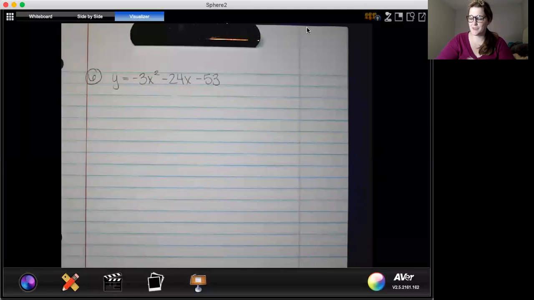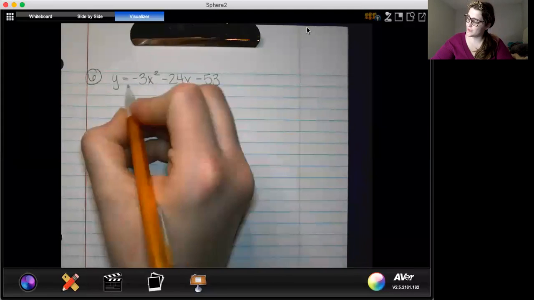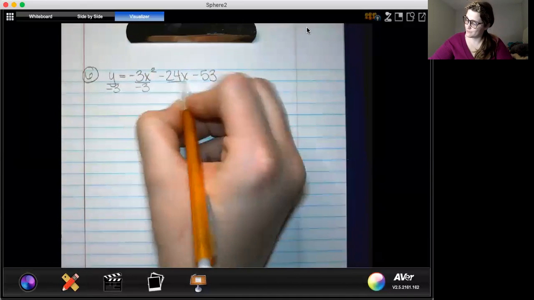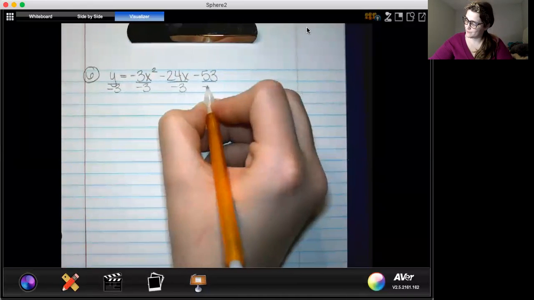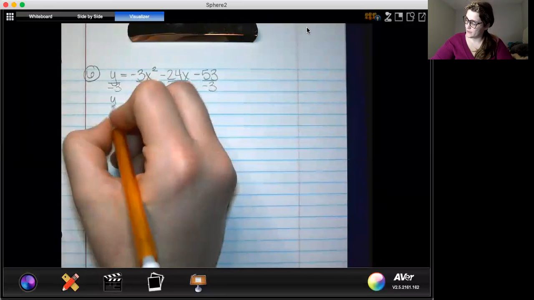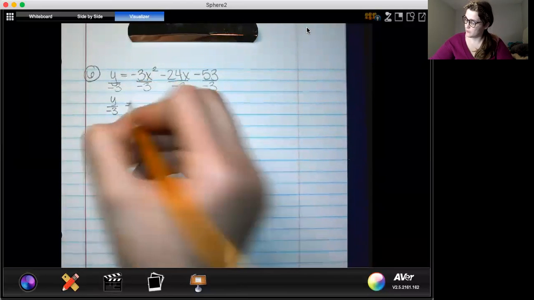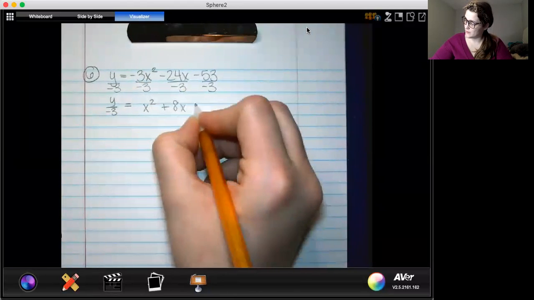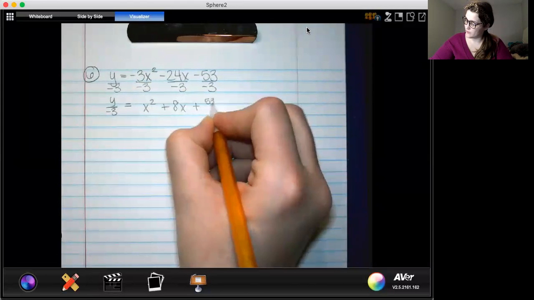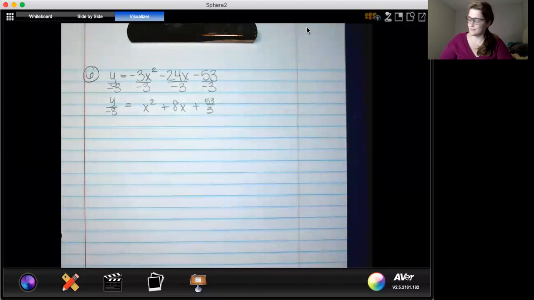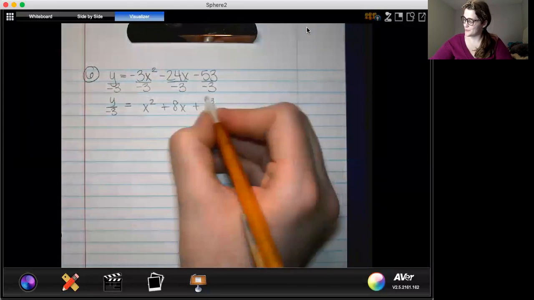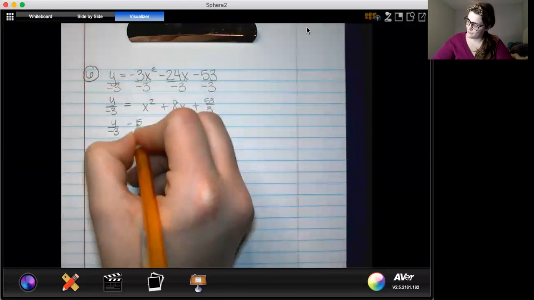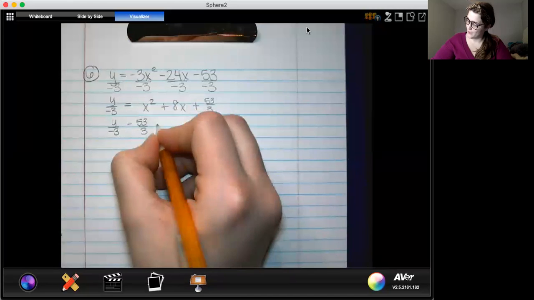Let's see how you did on number 6. So first thing you need to do is divide by a to each term. So we get y divided by negative 3 equals x squared plus 8x plus 53 thirds. Now we're going to subtract 53 thirds to the other side. And we're going to add a blank.